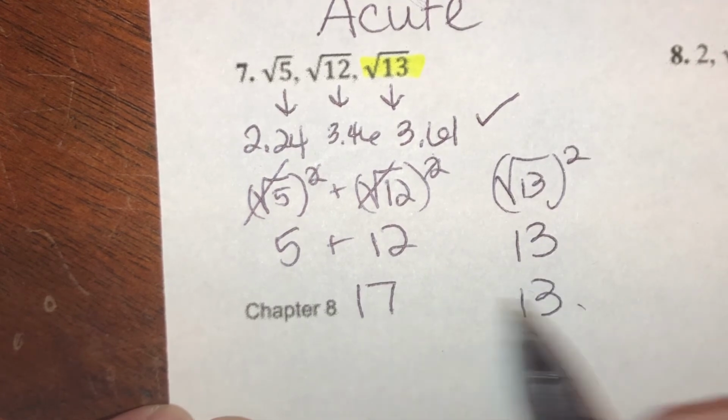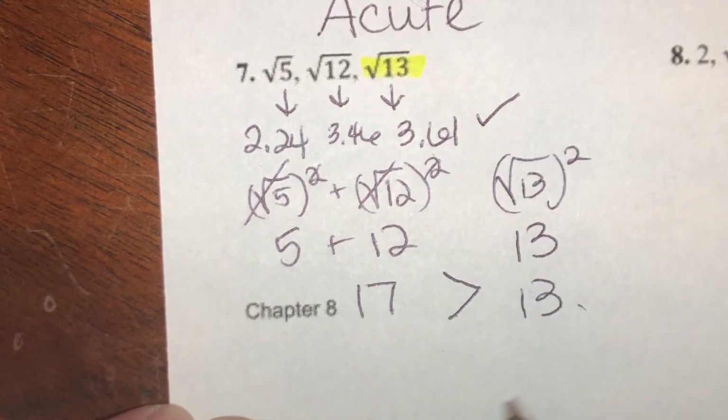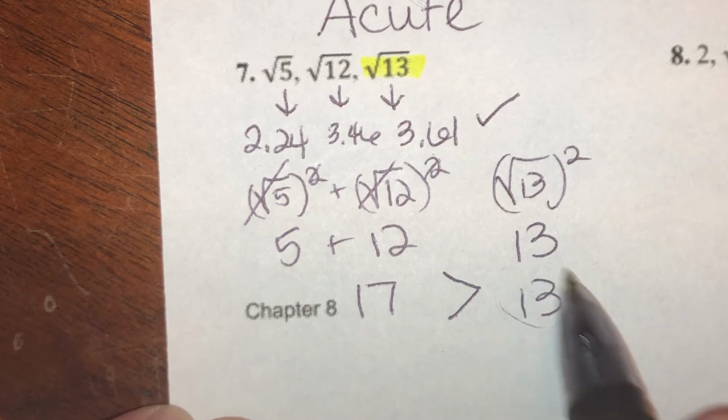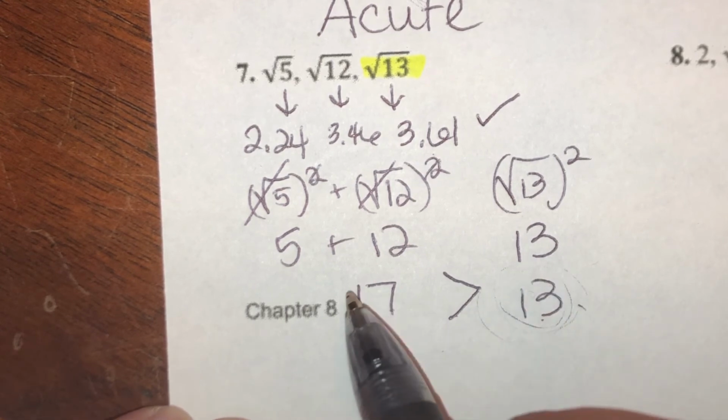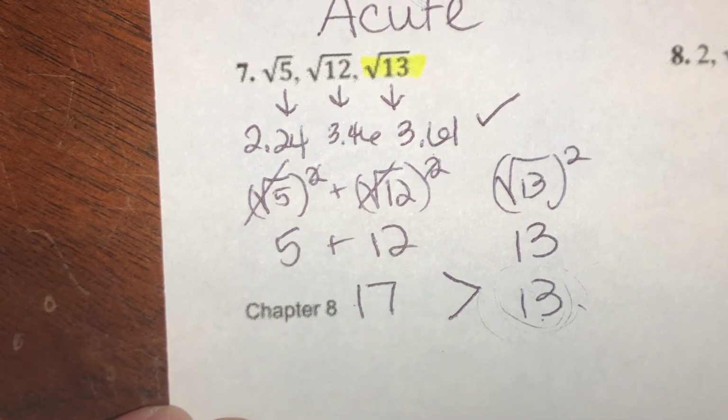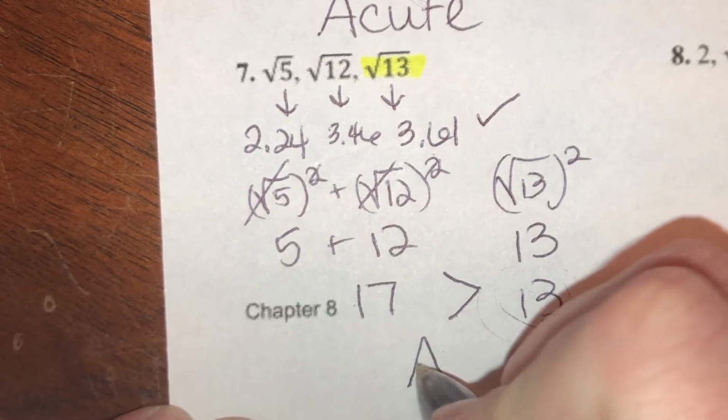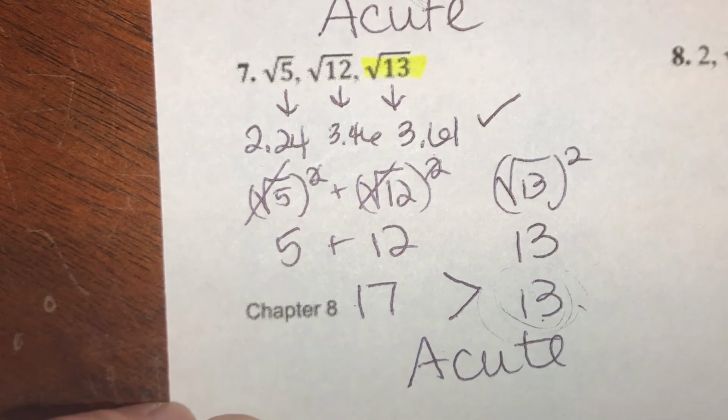These are obviously not equal. 17 is greater, which means the biggest side, the third side, when we square it, is smaller than the sum of the other two sides squared. So this is an acute triangle, not a right triangle. So it didn't matter that they were a Pythagorean triple, because we took the square root anyway, so it didn't correlate.